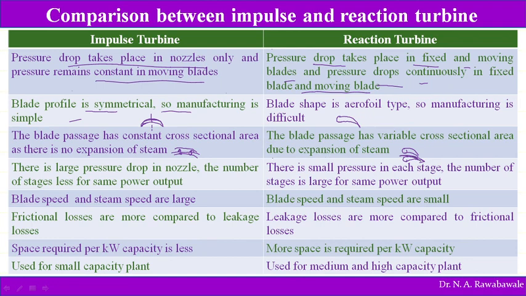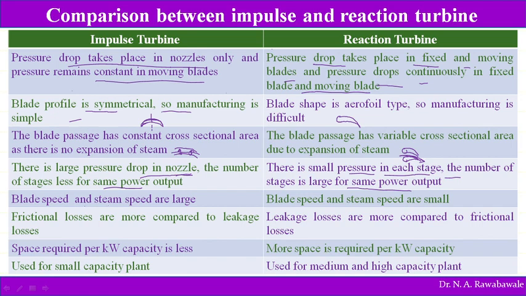In case of an impulse turbine, there is a large pressure drop in the nozzle, and the number of stages is less for the same power output. So all pressure drop takes place in the nozzle itself, therefore fewer stages are provided in impulse turbine, whereas there is a small pressure drop in each stage in reaction turbine. So pressure is not dropped in a single stage, it is dropped stage by stage, therefore the number of stages for the same power produced is more in case of a reaction turbine.